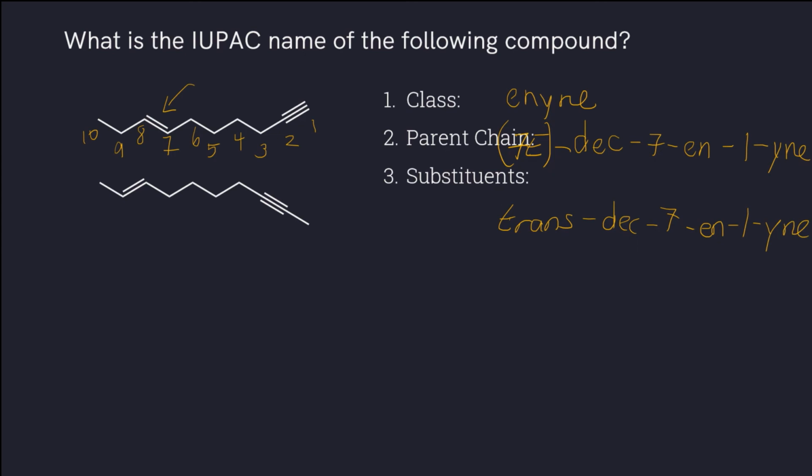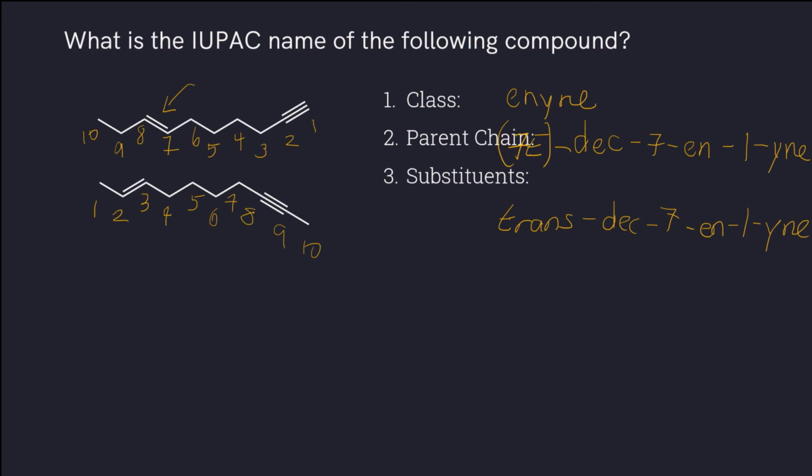For the second example, we'll name it in a similar way. But if you notice, if you start numbering the chain this way, the alkyne gets a 2 and the alkene an 8 locant. But when numbered this way, the alkene gets a 2 and the alkyne gets an 8. So either way we number the chain, the set of locants is the same, 2 and 8. So how do we choose how to number it? Because the "en" is named first, we give the priority to the double bond.